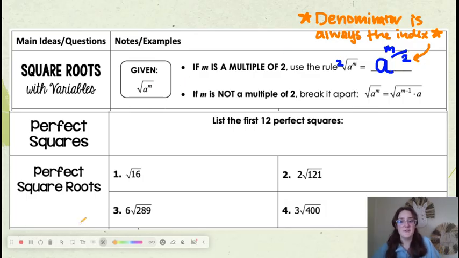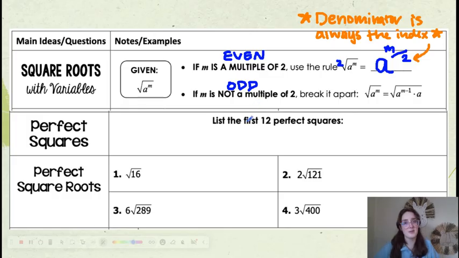All right. If our m, our exponent inside the radical, is not a multiple of 2, a multiple of 2 basically means an even number. If it's not a multiple of 2, that means it's going to be an odd number, like 1, 3, 5, 7, etc.